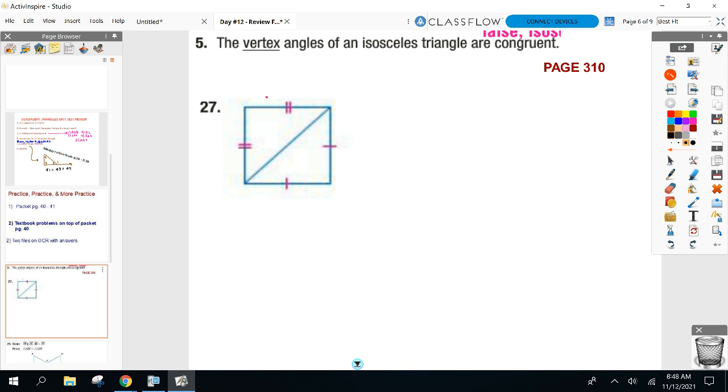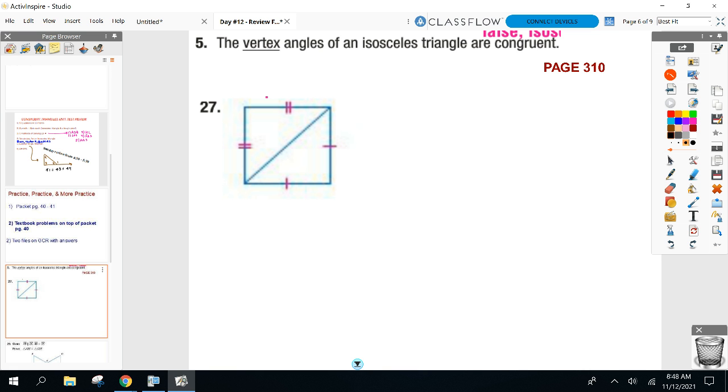All right, moving on. So on page 310, number 5 in particular, is the underlined word true or false in that sentence? If it's false, tell me the correct word to replace it. So the vertex angles of an isosceles triangle are congruent. Is that statement true? The vertex angles of an isosceles triangle are congruent. True or false?